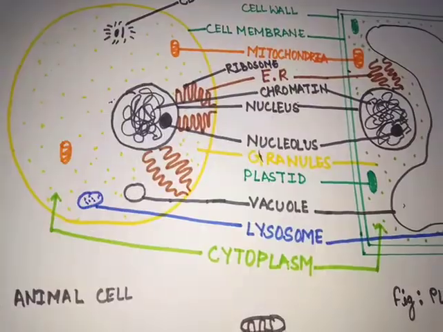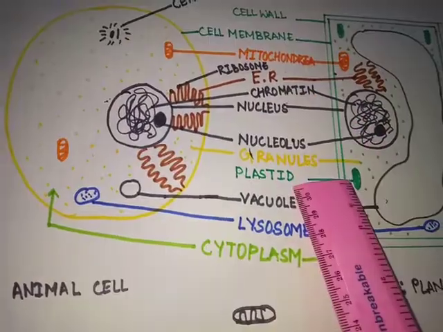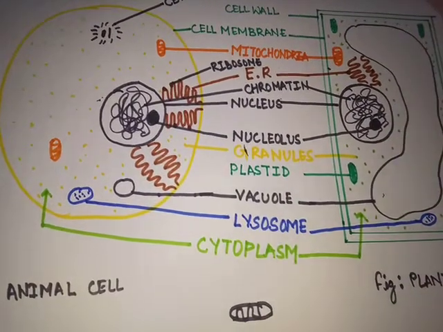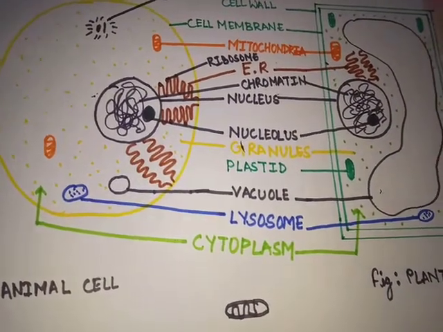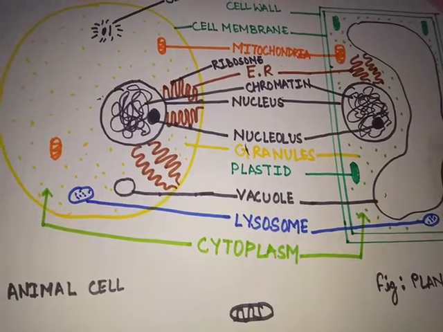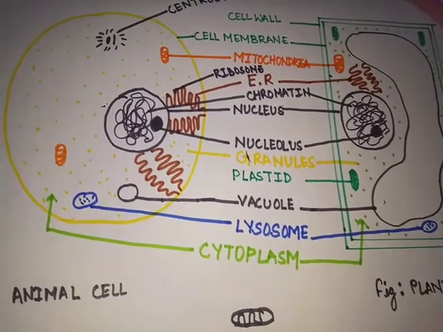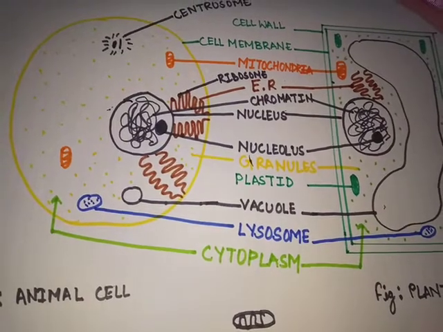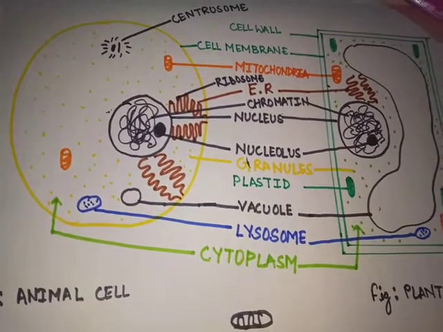Next one, you can see the plastid. Plastid is found only in the plant cell and not in the animal cell. I have marked it with green color for your better understanding. Plastids are of three types: chromoplast, chloroplast and leucoplast.